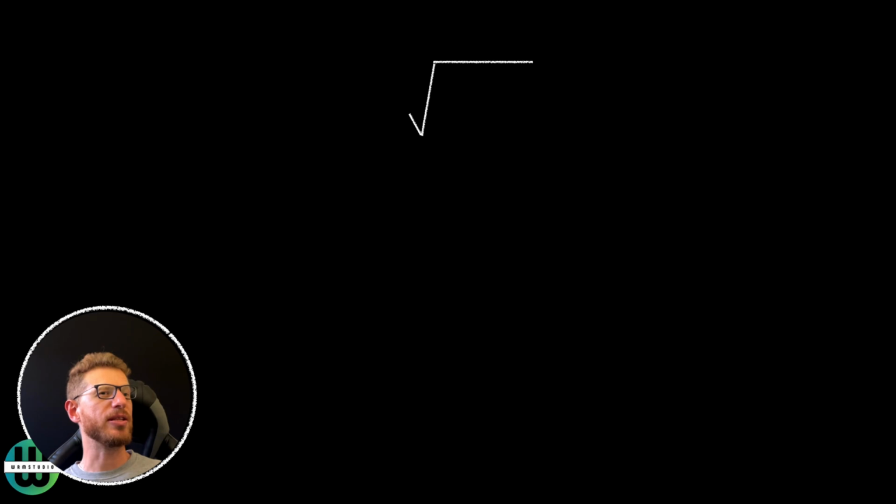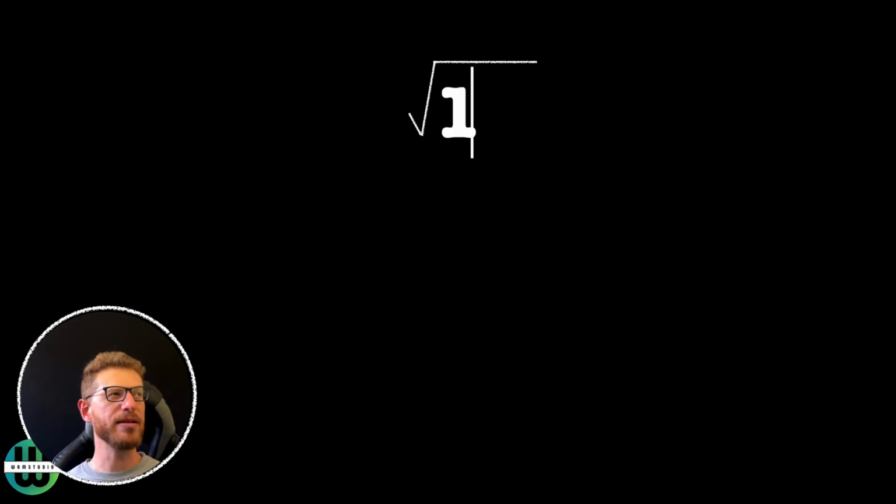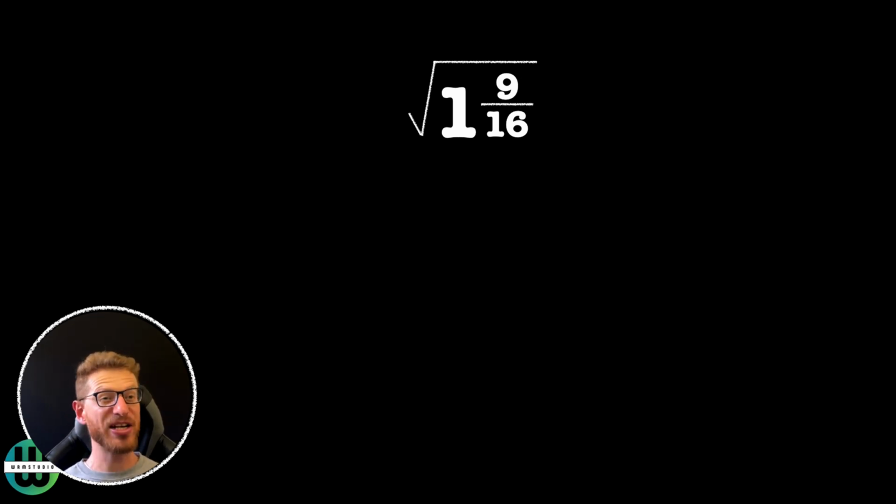And lastly, let's look at this one. The square root of 1 and 9 over 16. Right, so here I've got a mixed number. I've got a fraction underneath that square root. What am I going to do first? Well, I'm first going to play it safe, and I'm going to convert this mixed number to an improper fraction. I mean, an improper or a false fraction.